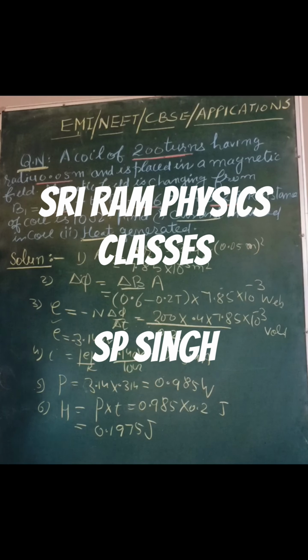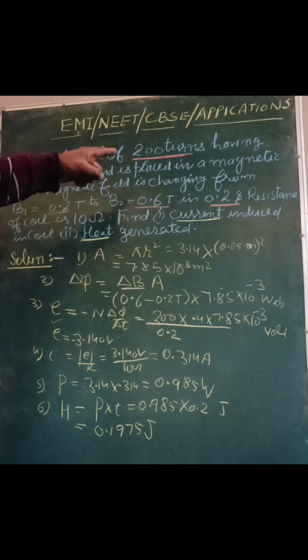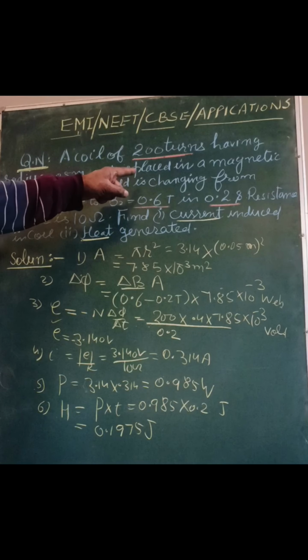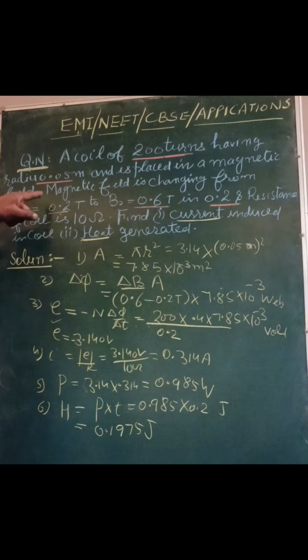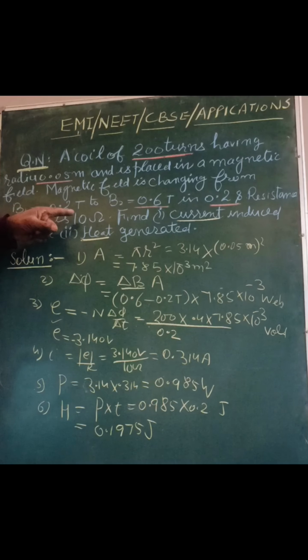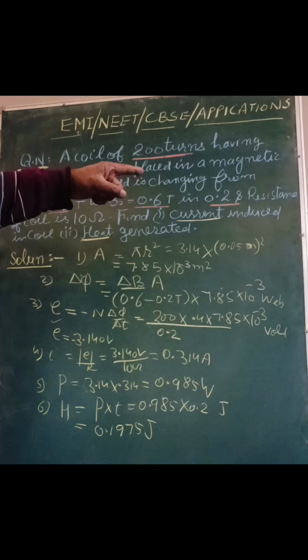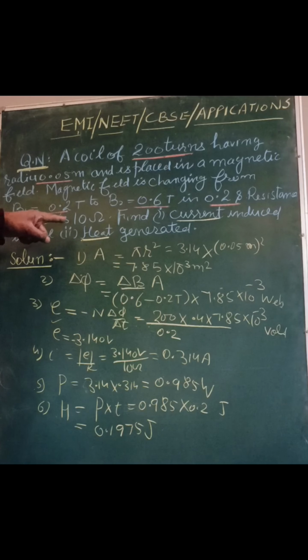आइए जरा एक न्यूमेरिकल सोल्व करते हैं, that is from electromagnetic induction. A coil of 200 turns having a radius of 0.05 meter is placed in a magnetic field. The magnetic field is changing from B1 equal to 0.2 Tesla to B2 equal to 0.6 Tesla in 0.2 seconds. Resistance of the coil is 10 ohm.